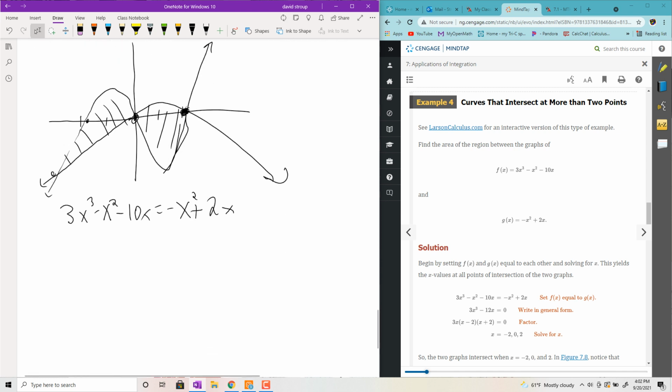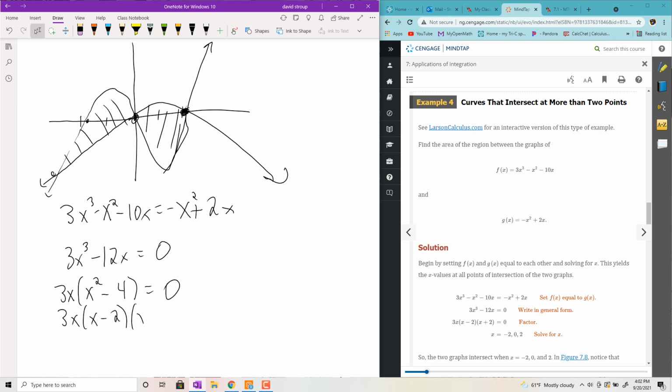I hope that's painless. So what do I got? I'm going to move the x squared over, so I got 3x cubed. Oh, the x squares cancel. Move the 2x over, so minus 12x is 0. Bring the 3x out, you get x squared minus 4. Then you can continue factoring that because it's a difference of squares. And you get the 3 intersection points, one at 0, one at negative 2, and one at 2. So it looks like the Riemann man is running from first negative 2 to 0, and you need to be careful with the orientation, right?